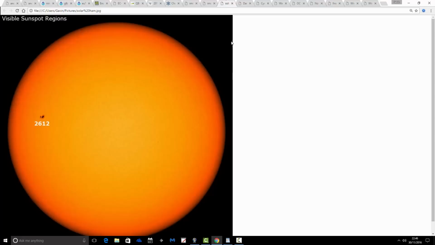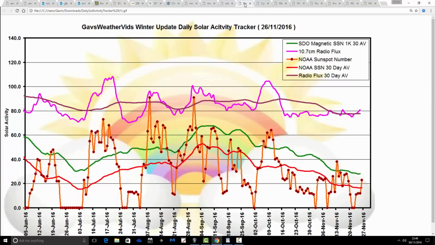And then, of course, we kept an eye on solar activity, sunspots across the sun. And this was the GazWeatherVid's Winter Update Daily Solar Tracker that our good friend James Ackrill kept going. And James has been invaluable in helping me with the winter updates, I have to say. And I know James is going to be watching. Big thank you to James for all of his help through this season.